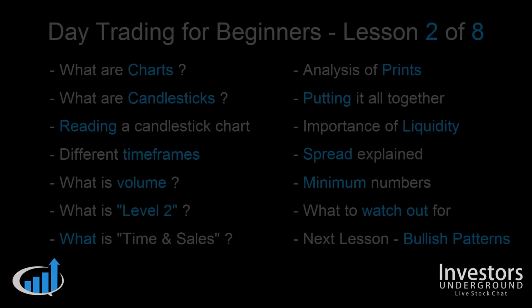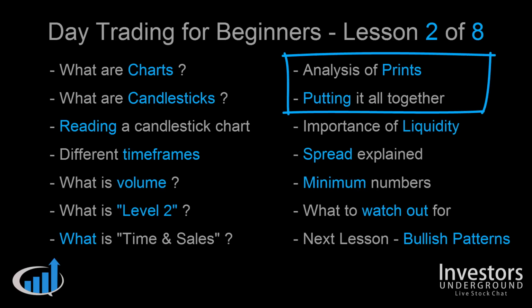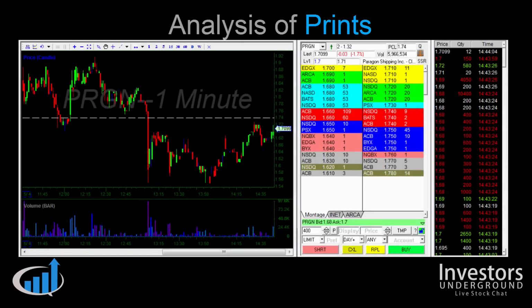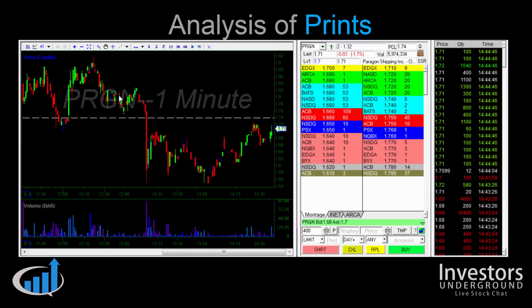So in this next section, I'm going to cover the analysis of prints and putting it all together in one view. So right now we're looking at a chart, a level 2, and a time and sales in this stock PRGN. I'm going to look at the analysis of the prints, and what the different colors mean over in this section here.